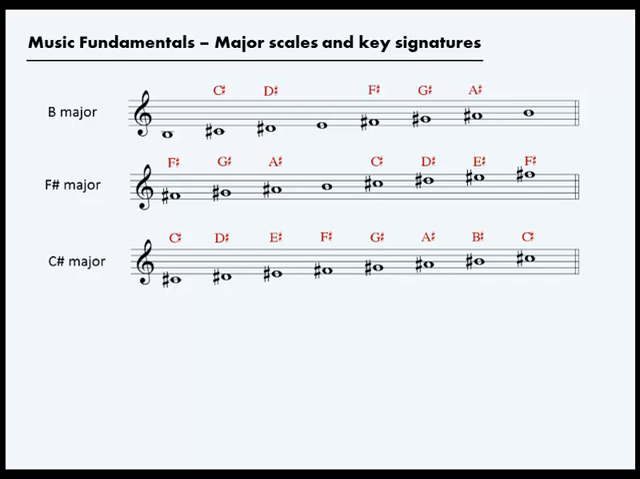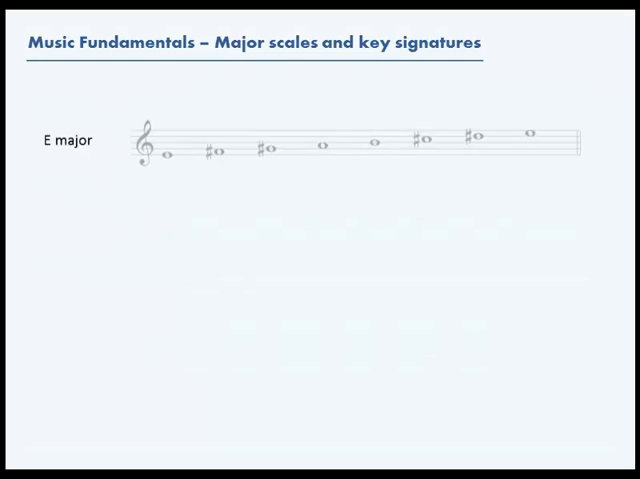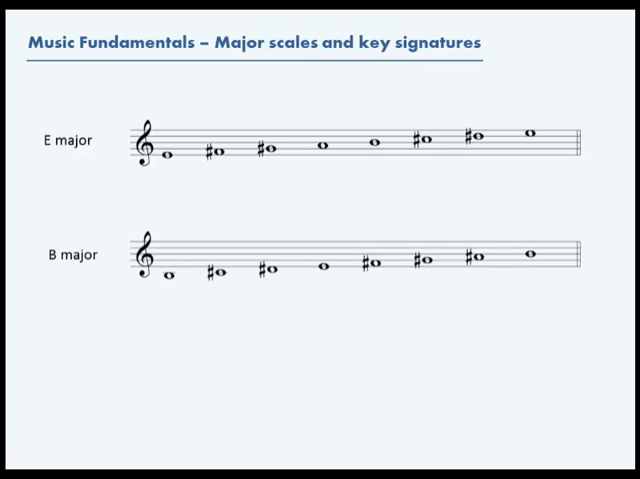Notice that along the way, we always added the sharps in the same order. F, C, G, D, A, E, and B. So if we say the key of E has 4 sharps, it isn't just any 4 sharps, it has to be the first 4 sharps. F sharp, C sharp, G sharp, and D sharp. If we say the key of B has 5 sharps, we mean specifically F sharp, C sharp, G sharp, D sharp, and A sharp.